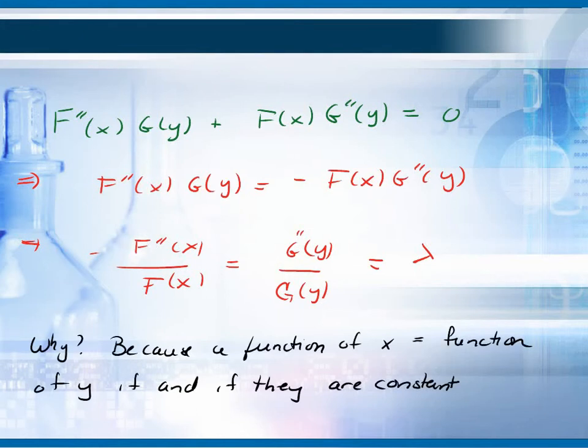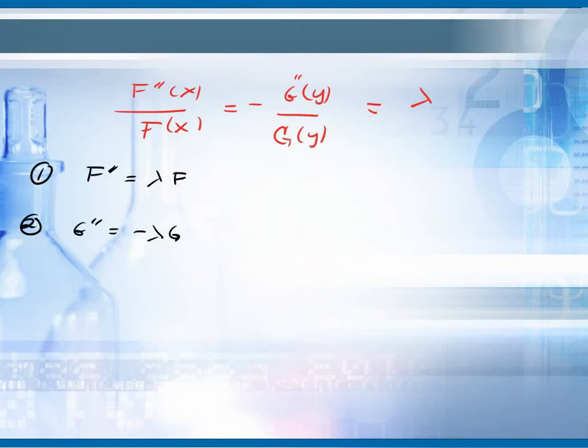So this is the reason. You have a function of x, and it's equal to a function of y, and that's only possible if they're equal to a constant. So that's what I have right now.